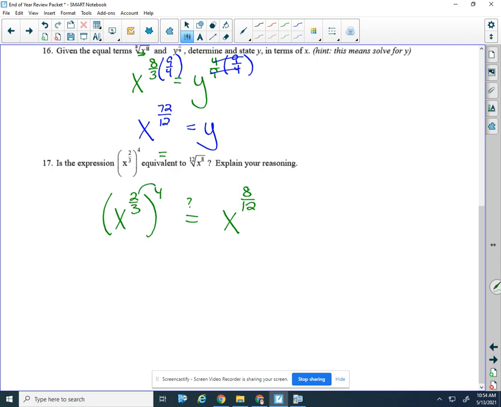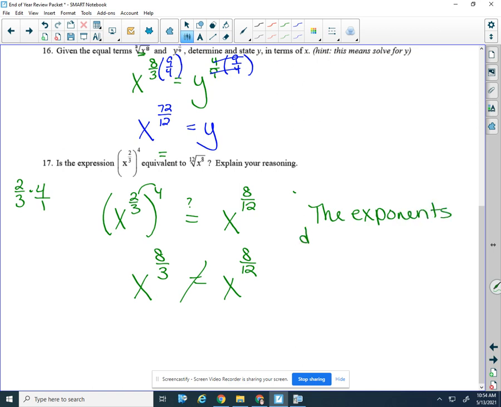So let's see this. I have to distribute that. When I do 2/3 times 4, I'm not multiplying the 4 to the numerator and denominator, just the numerator. So 2 times 4 is 8/3. So is 8/3 equal to 8/12? Nope. So it says explain. I would say the exponents don't match, so they are not equivalent. So I could say, so they're not equivalent.